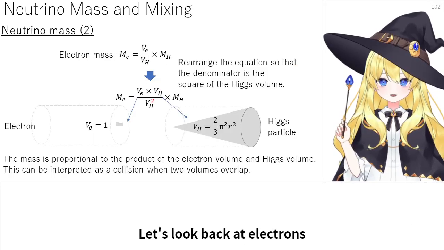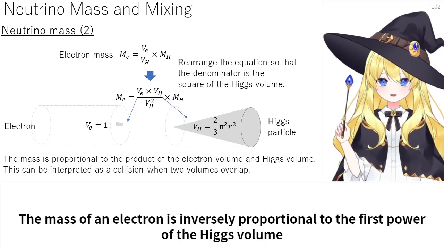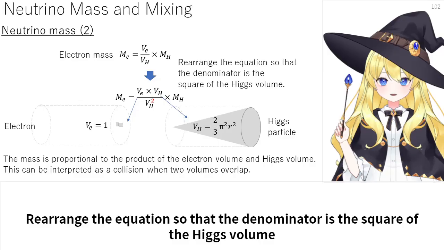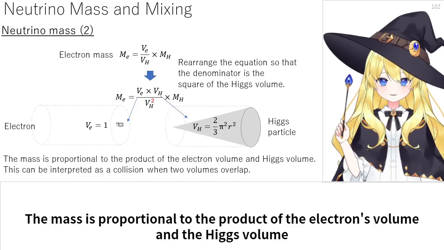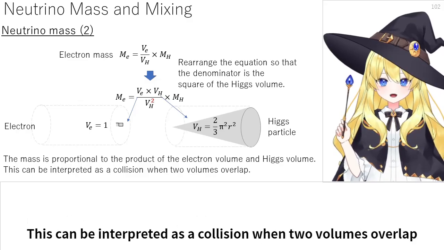Let's look back at electrons. The mass of an electron is inversely proportional to the first power of the Higgs volume. Rearrange the equation so that the denominator is the square of the Higgs volume. The mass is proportional to the product of the electron's volume and the Higgs volume. This can be interpreted as a collision when 2 volumes overlap.